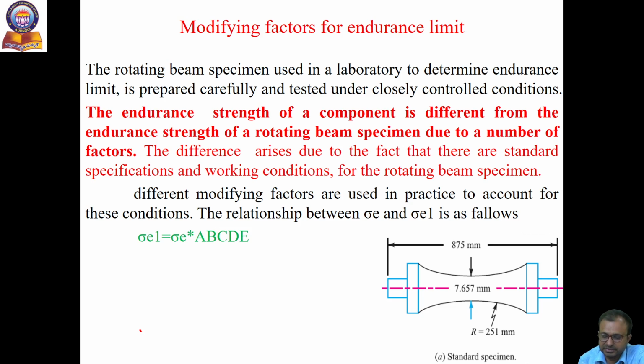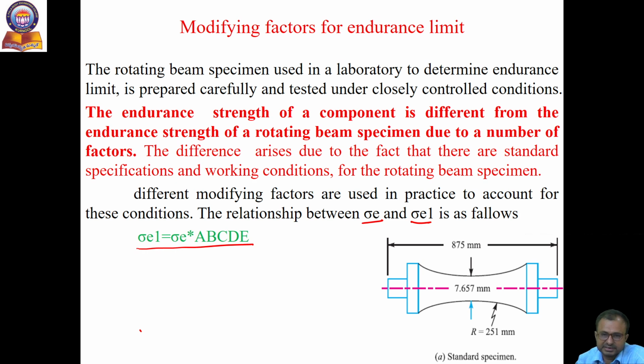Here is the relation between sigma E and sigma E1. Sigma E is nothing but the endurance strength of the standard specimen, and sigma E1 is the endurance strength of any component. So here I have written this equation: sigma E1 equals sigma E star into A B C D.